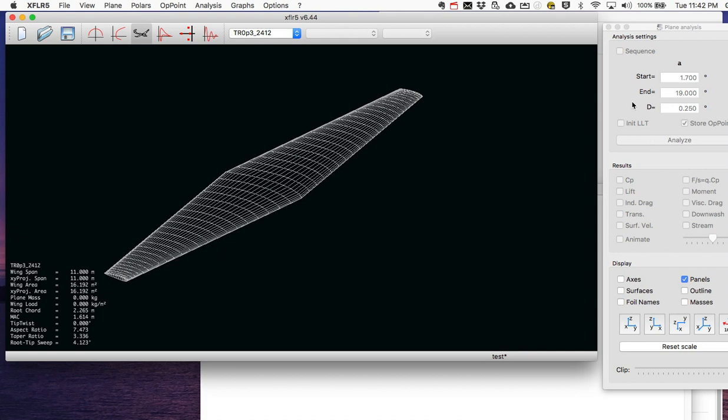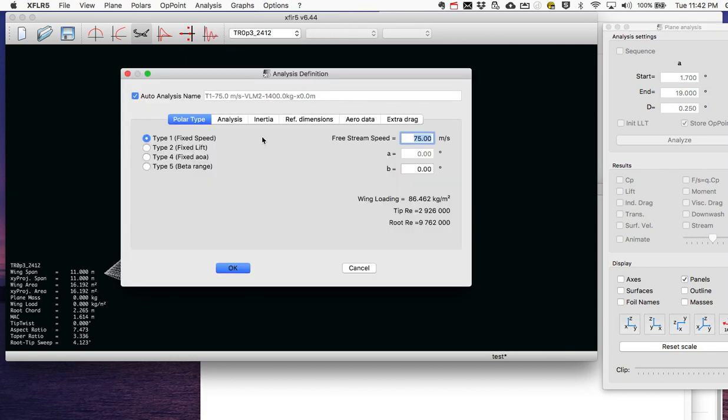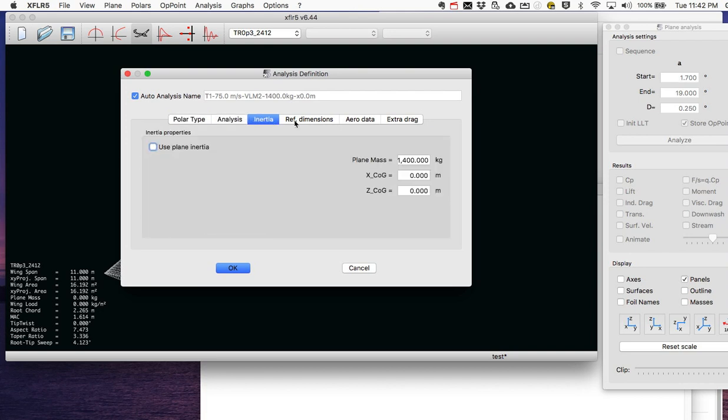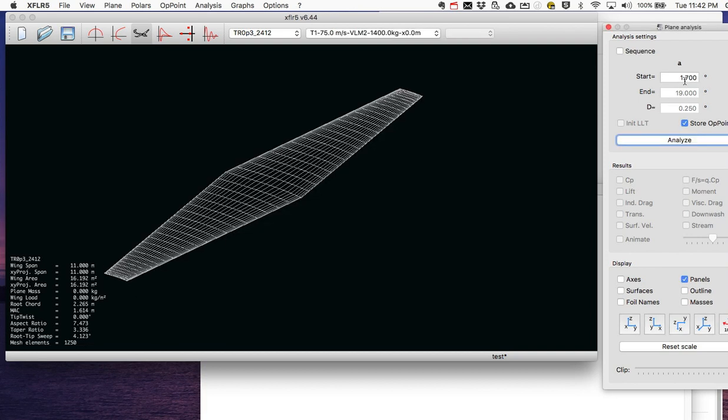And I'm going to run an analysis on this wing. Analysis to find an analysis. Now, it would have retained my numbers from last time because we're still in the same session. Analysis, I'm just going to double check. That's correct. That's correct. That's correct. Hit OK. And we'll keep the same angle of attack that worked for the rectangular wing because it has to be pretty close for this tapered wing. It isn't that drastically a different wing. Analyze.